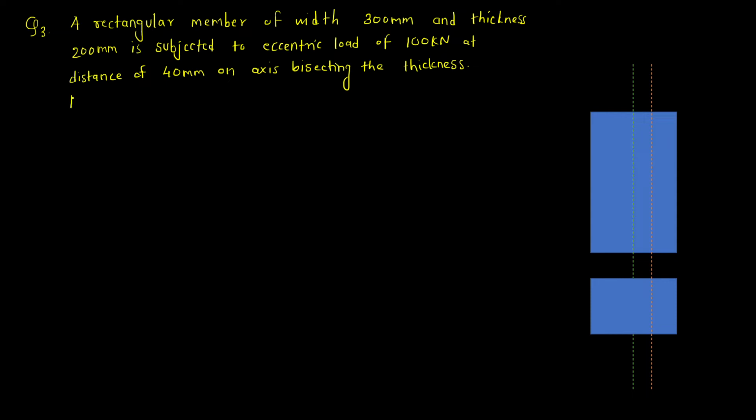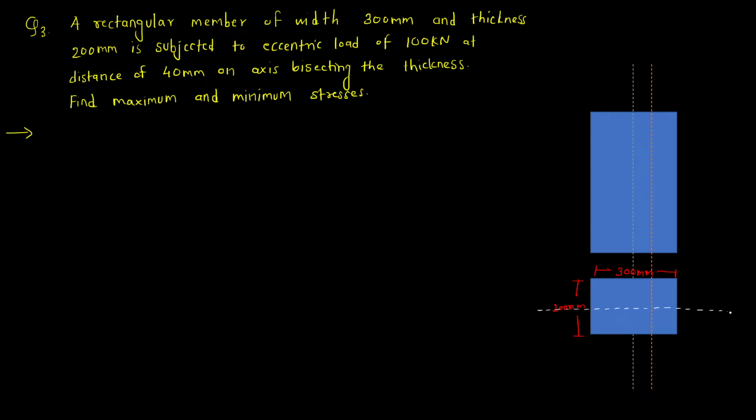So we have to find maximum and minimum stresses. So in the problem, the dimensions are given. So this is 300 mm, this is 200 mm. The location of load is given. It is present on an axis bisecting the thickness.